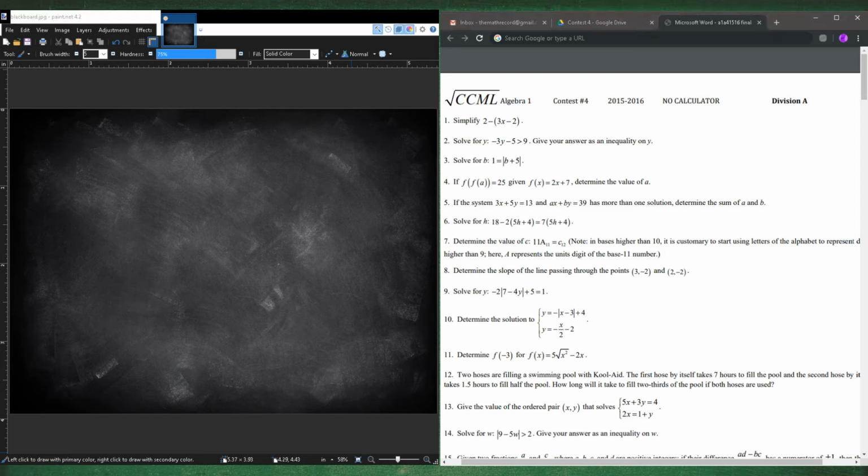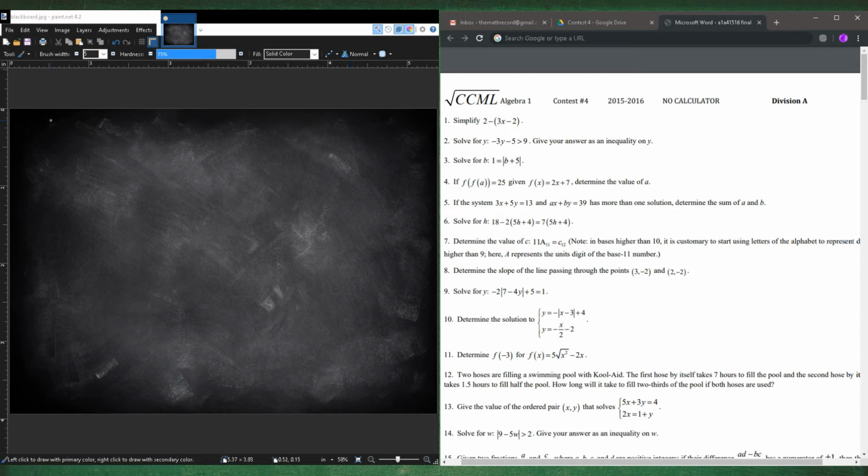Okay. Number 7, determine the value of c. 110a, where a is a variable for the units digit, base 11, is equal to c base 12. Note that in bases higher than 10, it's customary to start using letters of the alphabet to represent digits higher than 9. Here, a represents the units digit of the base 11 number. So we have to find c.